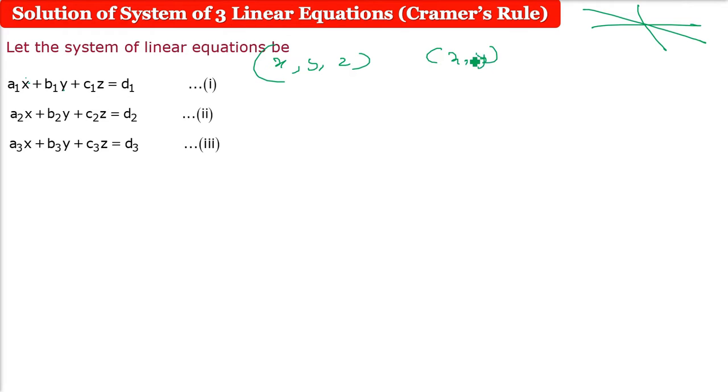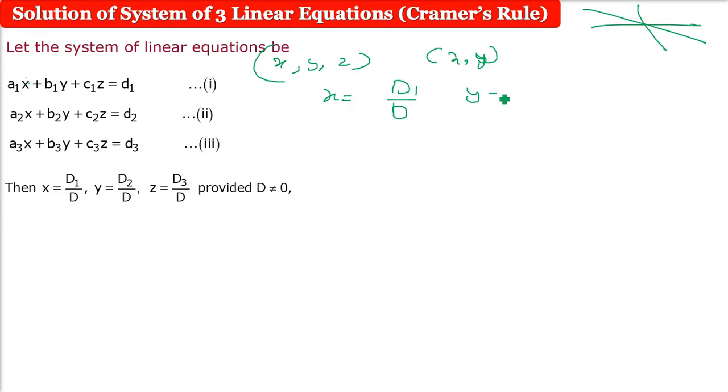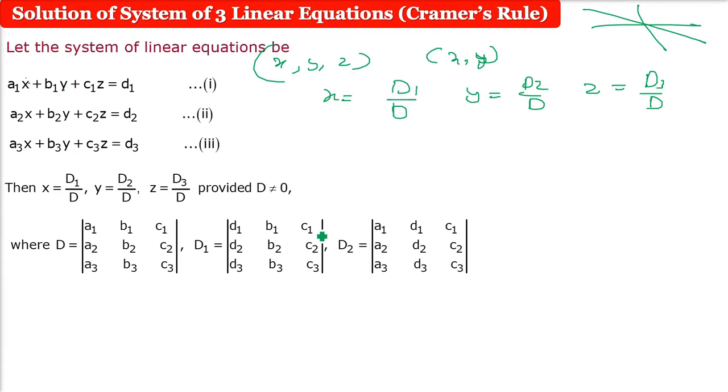In the system of two linear equations, it was just x and y. Here we have x, y and z. X will be D1 by D, y will be D2 by D, and z will be D3 by D. And what is the determinant? What is D here? Whatever is in the left hand side, all the coefficients you have to write. That is a simple way of writing it.